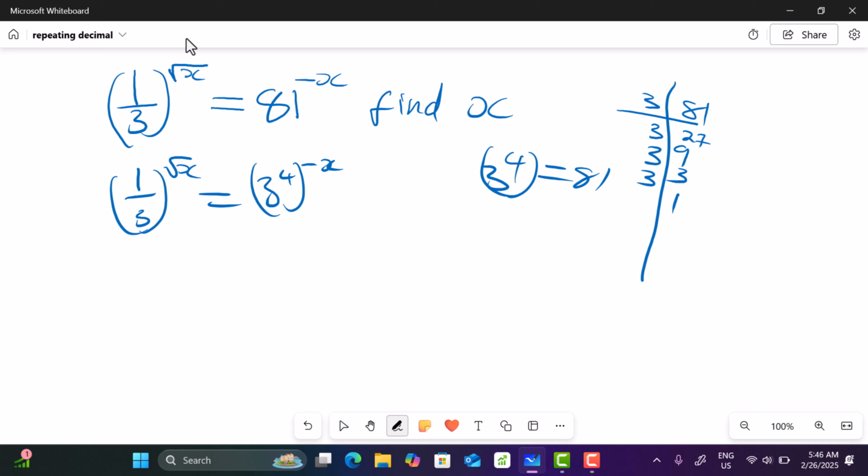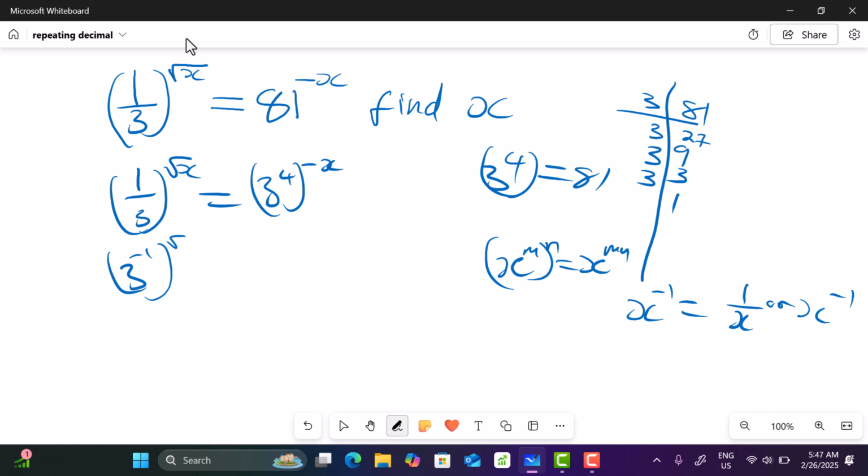According to the law of exponent, 1 over x is equal to x power negative 1. And also, we have the law of multiple exponents, which is (x^m)^n. So what we do here with 3 power minus 1 root x equal to (3 power 4) bracket minus x is multiply the exponents. So we get 3 power minus root x equal to 3 power minus 4x.